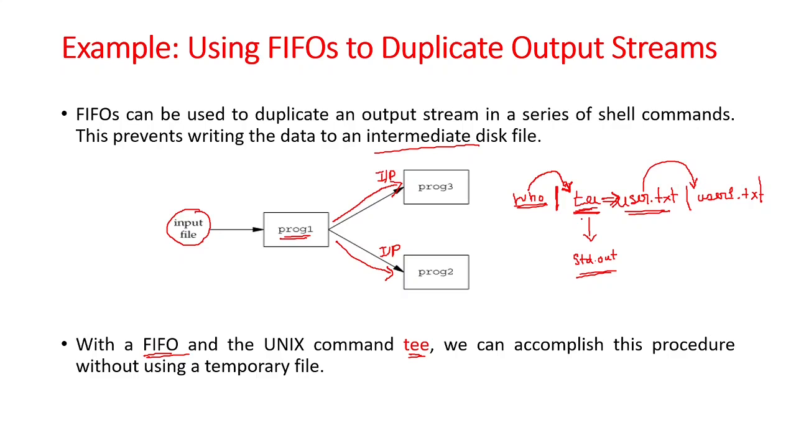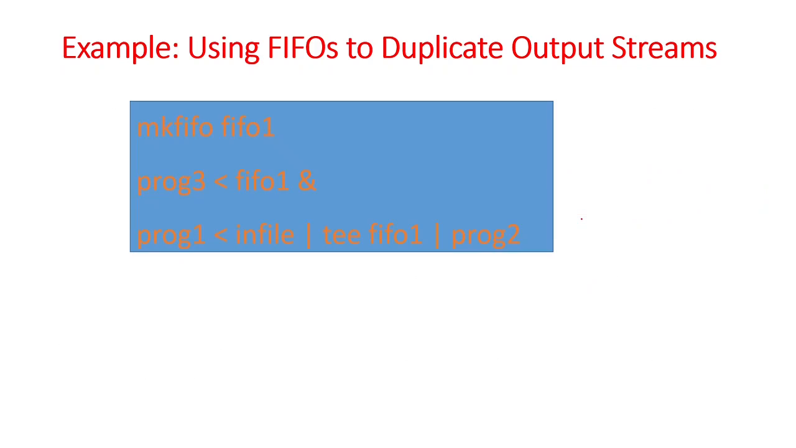Now let us consider one example. Here, using the mkfifo, that is the make FIFO command, we create a FIFO with the name FIFO1, and there is one program, program 3, that takes input from FIFO1. So what scenario do I have? A FIFO is created using make FIFO, and program 3 receives input from the FIFO that has been created. So till here we have this scenario.